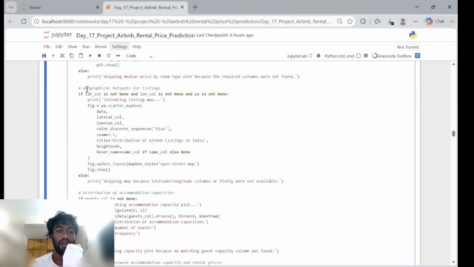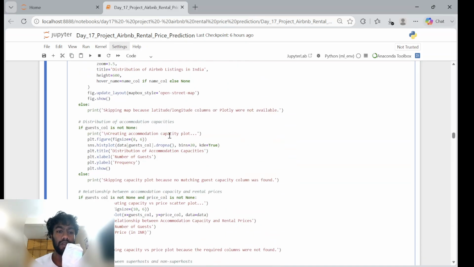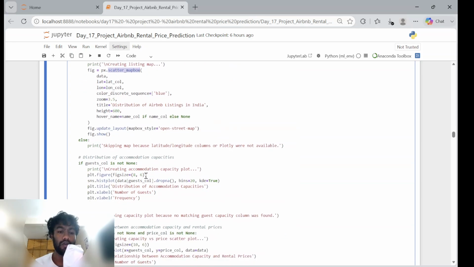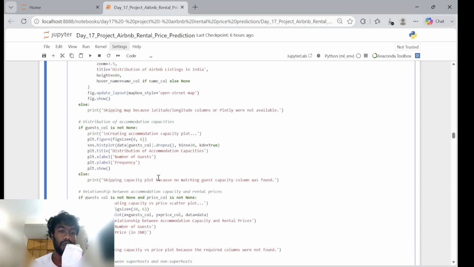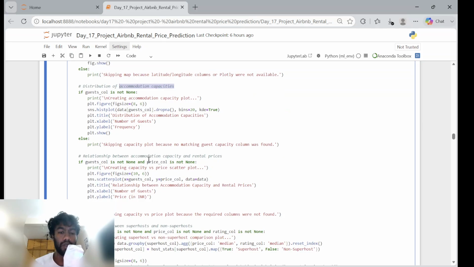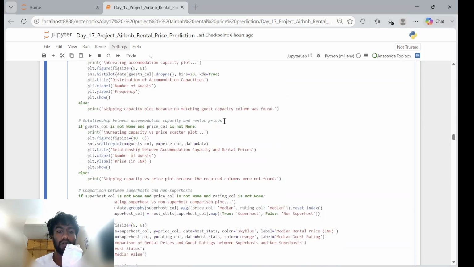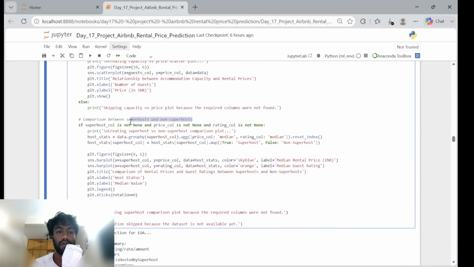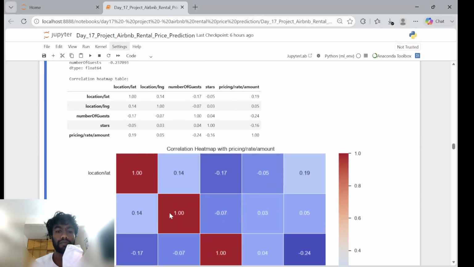So yeah, geographical spots of these listings is something that we are going to plot with a scatter map box plot. This is going to be a geographical map kind of plot where each data point is going to be pointed out on the actual map. So, distribution of accommodation capacity and how it relates to price. That's one other feature: accommodation capacity and rental price. So yeah, these are a few things that we are going to look at.